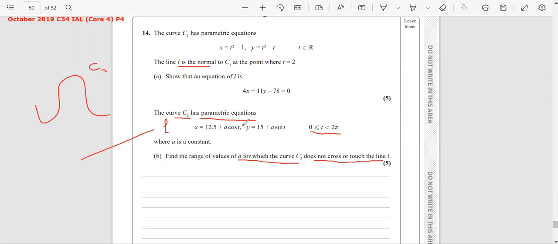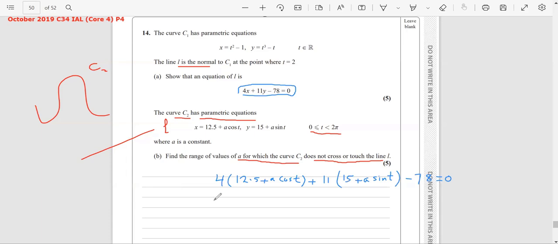We can work on the easier one. Since we have the equation for line L and we have the parametric equation for C2, you can replace each x and each y here. So you will have 4, and instead of x, you're going to replace the given value, which is 12.5 plus a cosine t, and then plus 11 multiplied by y, which is 15 plus a sine t, and then minus 78 is equal to 0 in this case.